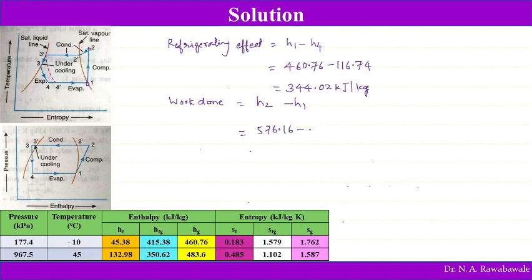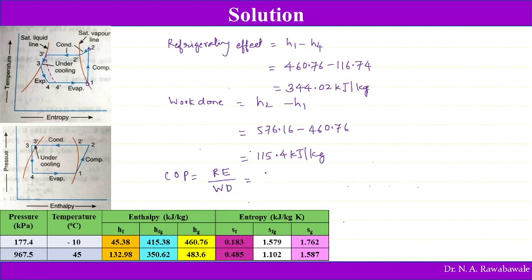576.16 minus H1, which is 460.76. So 576.16 minus 460.76 gives 115.4 kilojoules per kg. So COP of the system is equal to refrigerating effect divided by work done.